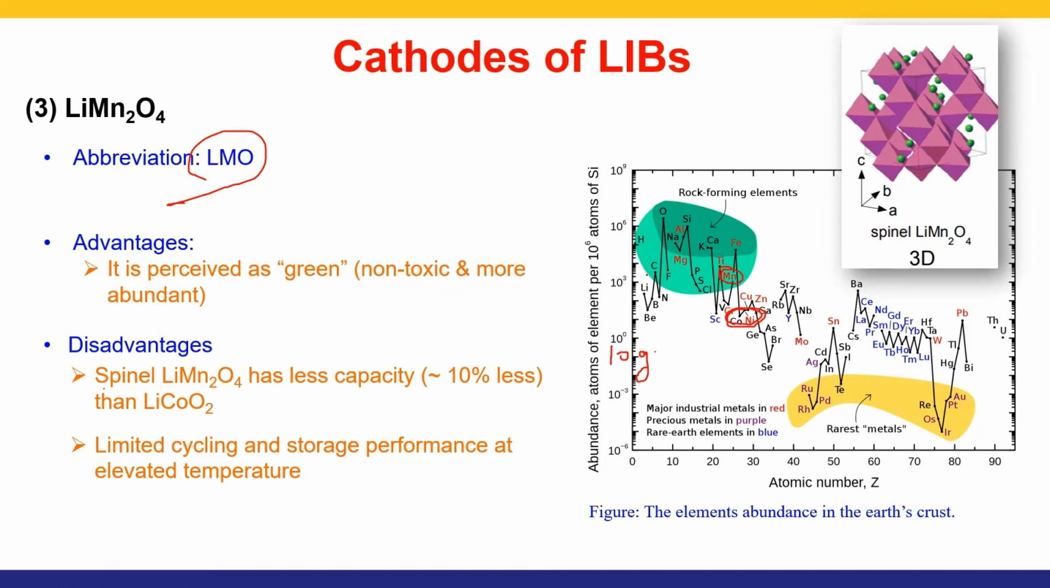However, the disadvantage of LMO is that LMO has less specific capacity as compared to lithium cobalt oxide, and it is not suitable to operate at elevated temperature. We can change the property of LMO by doing some substitutional doping.